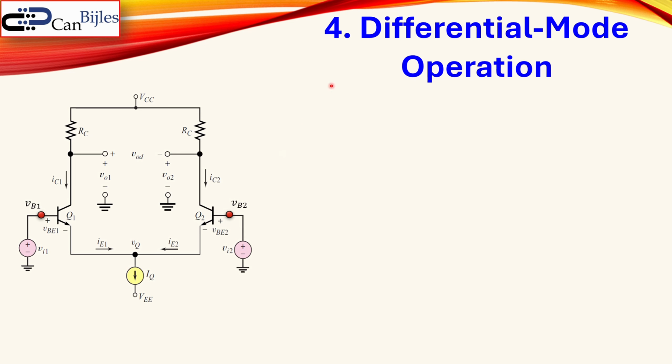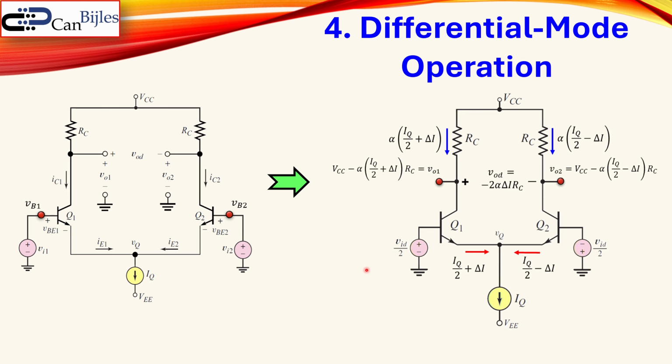Now let's look at the differential mode operation in more detail. Again, our circuit here. Now we will look at the differential mode. This was a differential mode operation where you see the details for the currents and the voltages. And this was the differential mode output voltage, in this case only reacting on the changes, which is the delta I, and not on the changes of the IQ over 2.